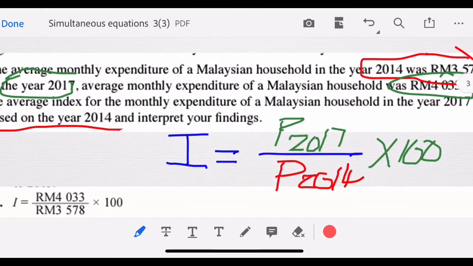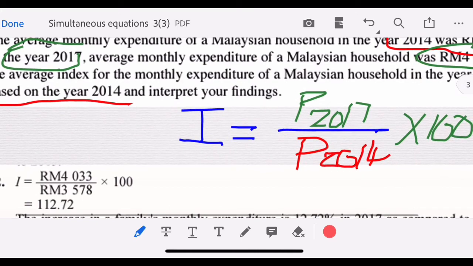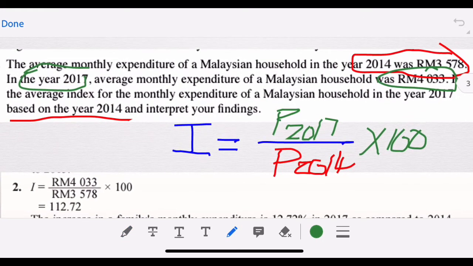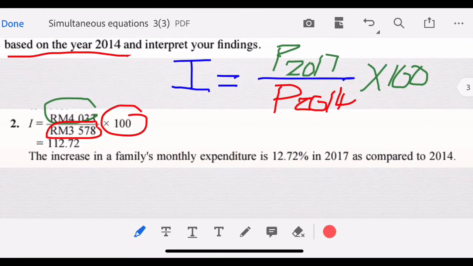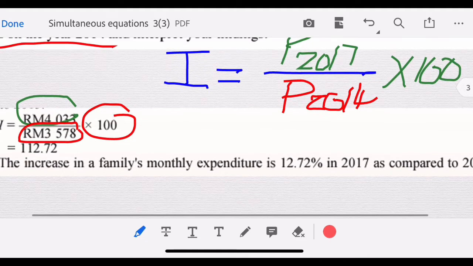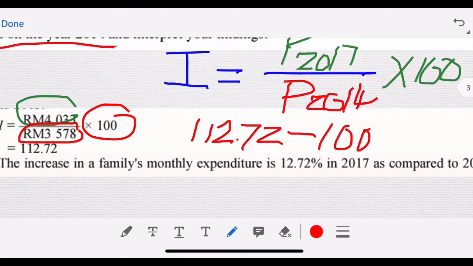So let's see, we'll take the 14033, which is the green color, over the one which is in red color, and we just times 100, isn't it? So it's quite simple: 4033, and then we just convert to the number times 100. So this is the index number, 112.72. We just compare with 100, or we always use 100 to do comparison.